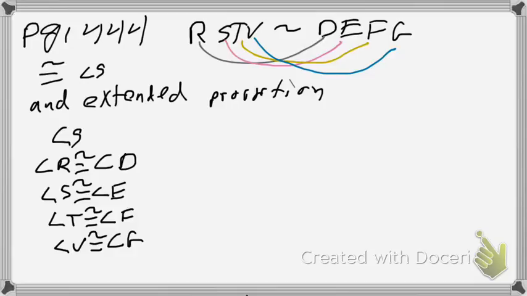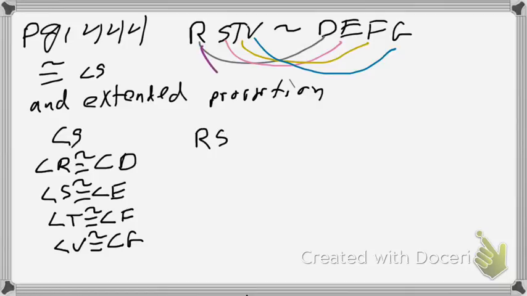Now remember, if these were congruent, we'd say that side RS is congruent to side DE. But we're not saying they're congruent. They're not identical, they're similar, which means that proportionately they're the same.